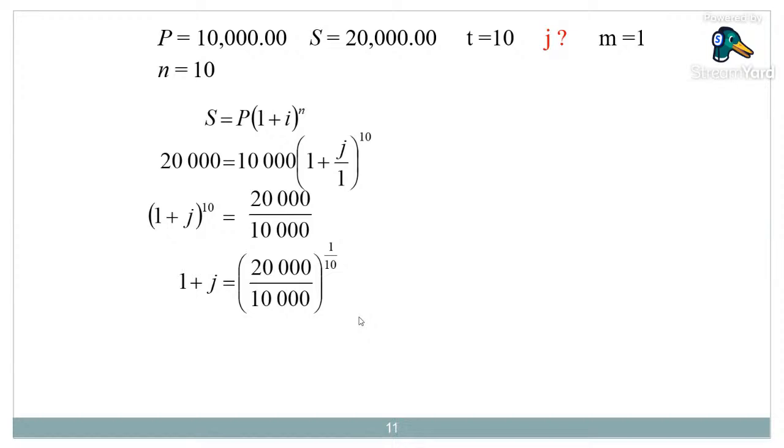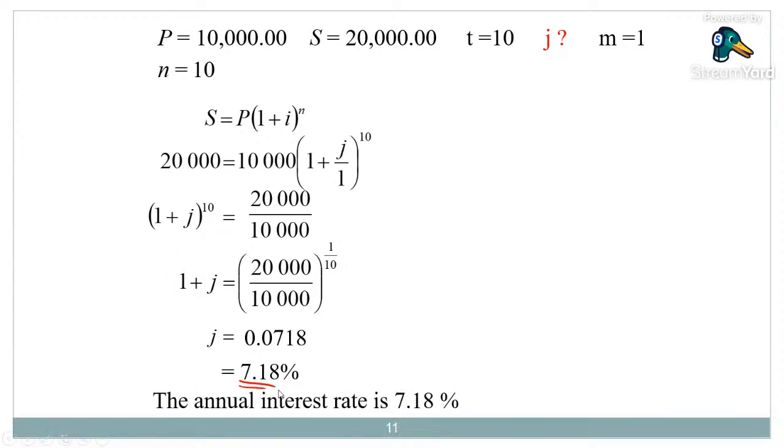Kita boleh jadikan dia sebagai kuasa 1/10. Okay, so you boleh jadikan dia ni lah, punca kuasa 10 ataupun sama dengan kuasa 1/10. Apply the rule of indices. And then dapat jawapan, boleh tolak 1. So J is equal to 0.0718 which is 7.18%. Biasanya kita akan bagi dalam 4 titik perpuluhan supaya bila tukar ke dalam persen dia akan jadi 2 titik perpuluhan. Okay. So the annual interest rate is 7.18%.